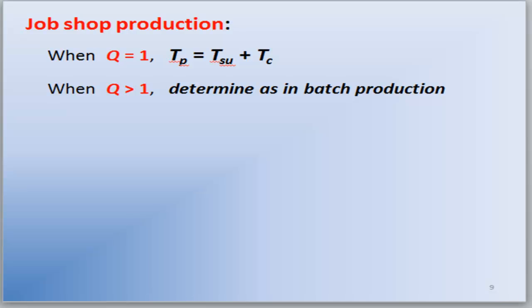For job shop production, Q equals 1, that means the production quantity is only one. TP equals TSU plus TC, because Q equals 1. And then we can find RP as before, RP equals 60 over TP, just changing the TP. But in job shop production where Q is greater than 1, the production rate is determined as in batch production, as discussed in the previous slide.